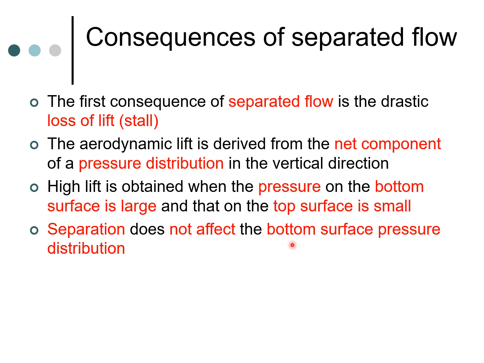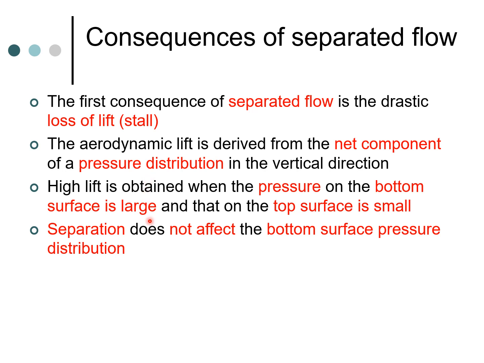Now, what are the consequences of separated flow? The first consequence is going to be a drastic reduction of lift, and this is sometimes known as a stall phenomenon. We're going to discuss that in more detail later. As far as the aerodynamic lift is concerned, it's derived from the net component of the pressure distribution in the vertical direction, and this component is going to get reduced.